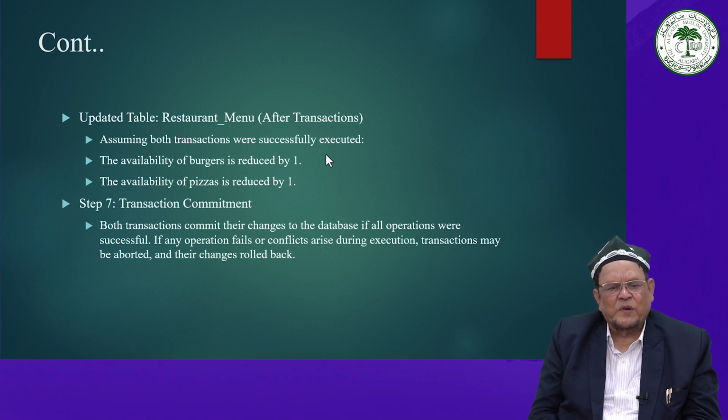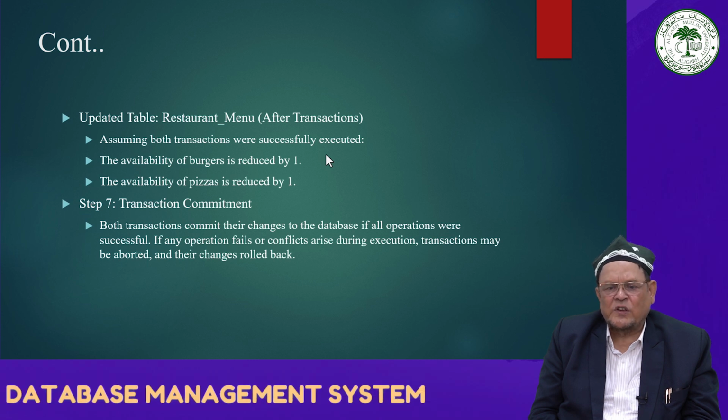Seventh step, transaction commitment. Both transactions commit their changes to the database if all operations were successful. If any operation fails or conflicts arise during the execution, the transaction may be aborted or its changes rolled back.